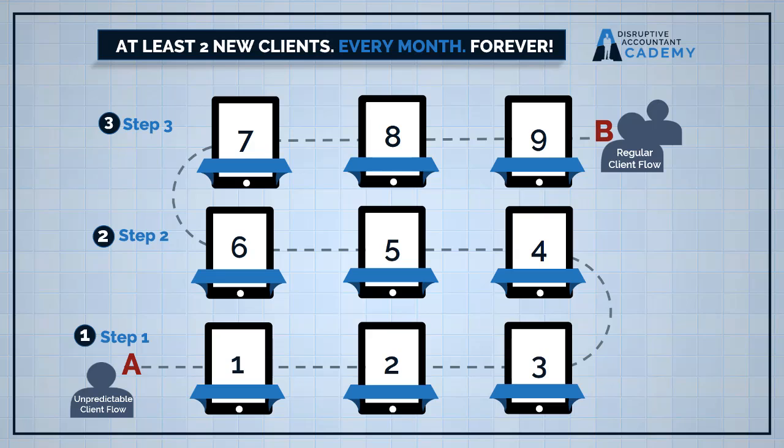So step 1 is known as the foundation. And the first thing that you've got to do in the foundation is to define your ideal client, which we call your avatar. The most important thing in marketing is knowing who your avatar or your ideal client is. Because when you do, firstly, you know exactly where to find them, and you know what services and products you need to provide them to solve their biggest problems.